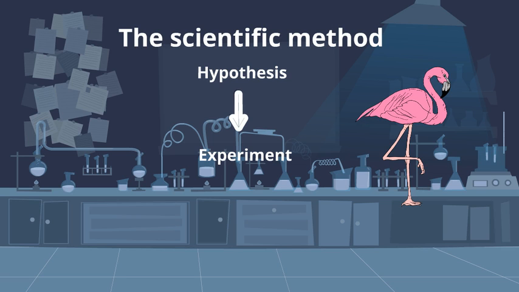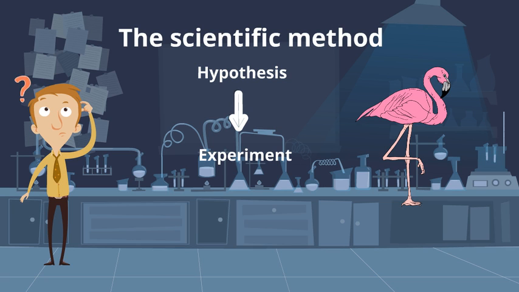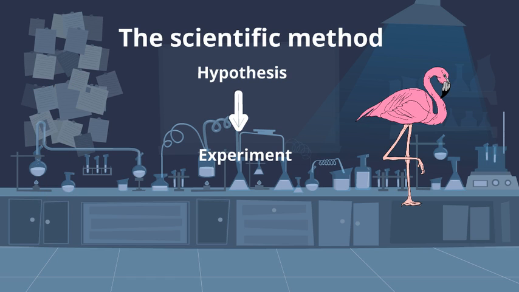The next step is to design an experiment to test whether the hypothesis is true. We have to design the experiment to take into account all sorts of things that could go wrong, and we'll cover those on other pages on the website. Having designed the experiment, we then have to carry it out.